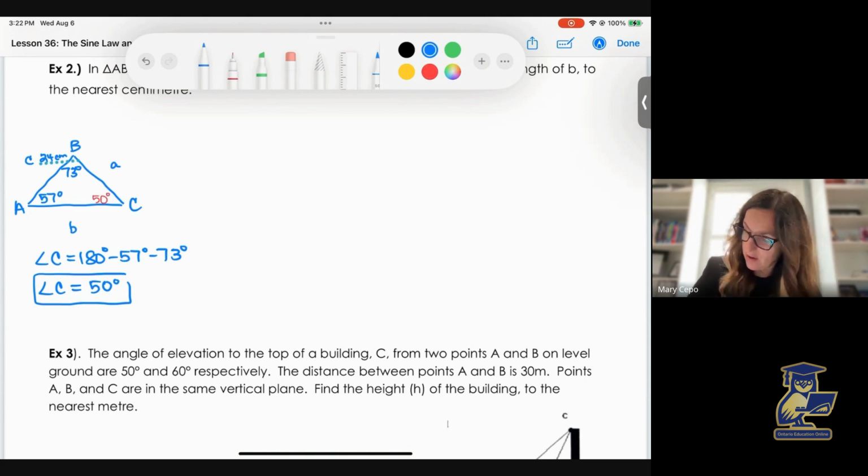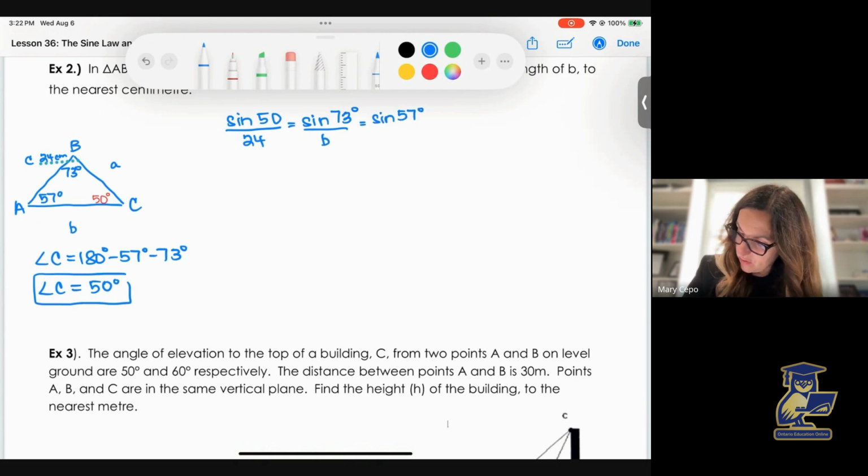Okay, so setting up our sine law, I'm going to start with sine of 50, because we have side C, which is over 24, is equal to sine of angle B, which is 73 degrees, all over side B, which could equal sine 57 degrees over A. Now, since we don't need to calculate that, we don't even have to include it. Once we have our ratio, we can cross multiply. So B times sine 50 is equal to 24 times sine of 73 degrees.